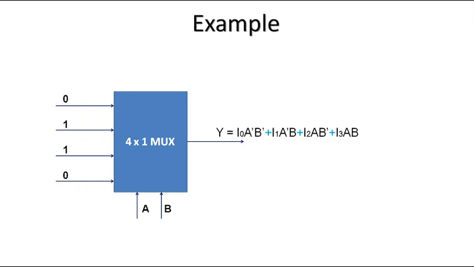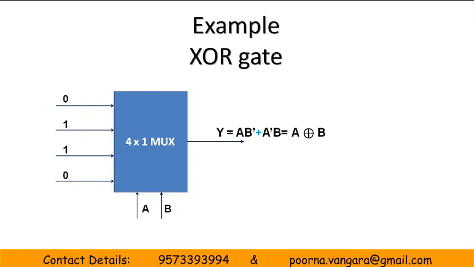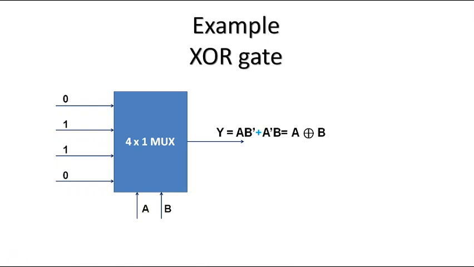Another example: if I consider the other combination 0, 1, 1, 0, you will get the other case, that is XOR. The 0 terms will be eliminated and the 1 terms will be written, so that is A B bar plus A bar B. This is nothing but an XOR gate. You can try out other combinations because there are 4 input variables, that means 2 power 4, a total of 16 combinations will be available. For each combination, you will get a different output function.